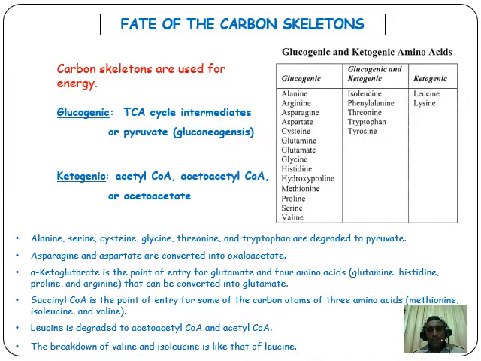So here is a table to separate the 20 amino acids into glucogenic, ketogenic, as well as combined glucogenic and ketogenic. They are separated into these three categories based on whether they end up as citric acid cycle intermediates such as alpha ketoglutarate, oxaloacetate, or pyruvate, and classified as ketogenic if they form acetyl coenzyme A, acetoacetyl CoA, or acetoacetate.